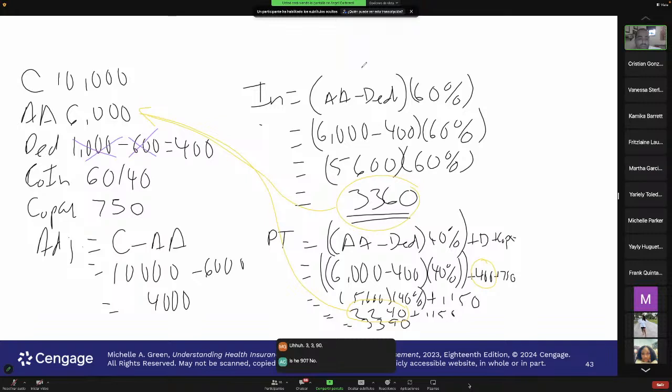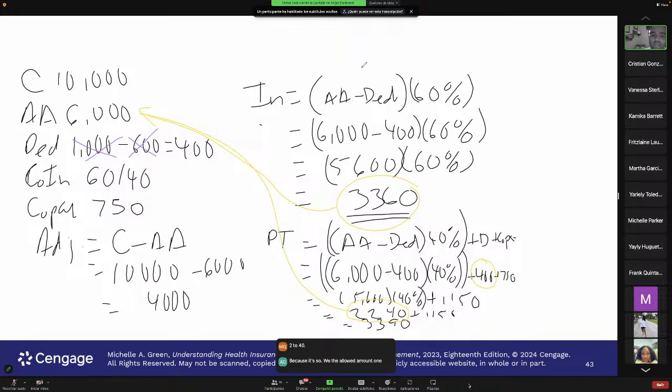No, the 2,240. Yeah, I did it right? Let's calculate it again just in case. Also, yeah, but it's allowed amount minus deductible. So yeah, okay, got it. So 3,360 plus 2,240. Because remember the allowed amount.